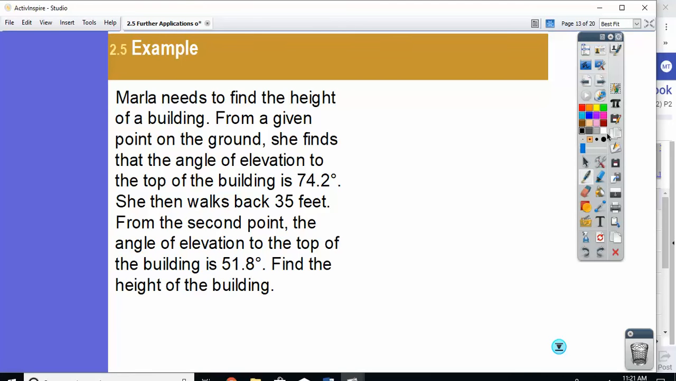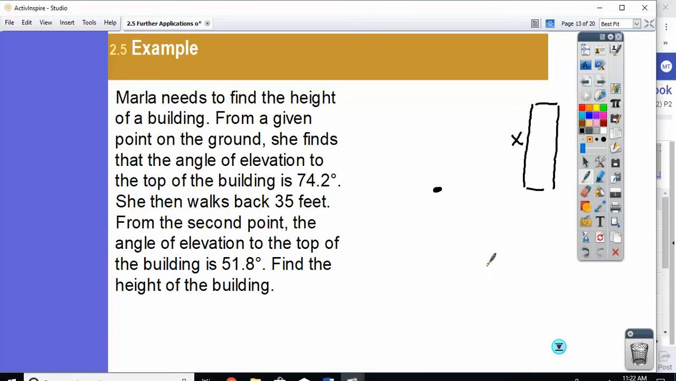Marla needs to find the height of a building. From a given point on the ground, she finds that the angle of elevation to the top of the building is 74.2 degrees. Okay, so we're trying to find the height of a building. Draw yourself a little building here. I want to know how tall that is. We have a point on the ground.